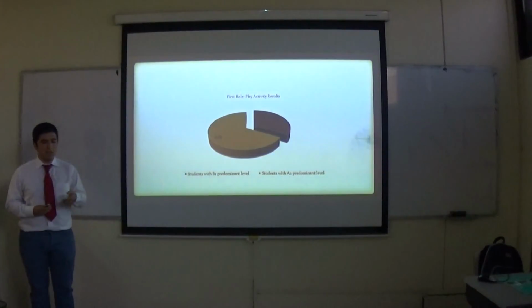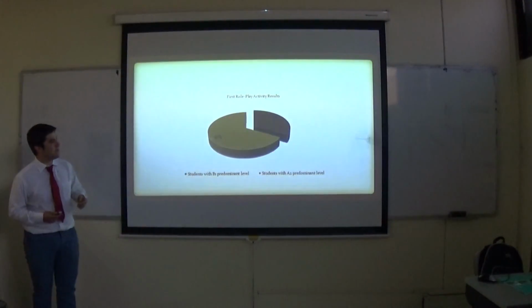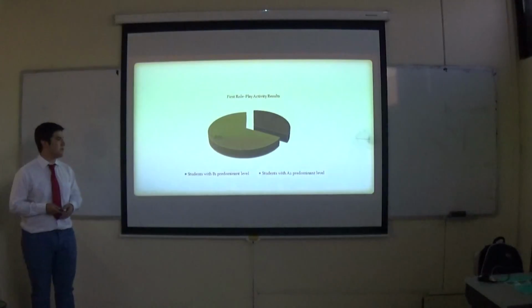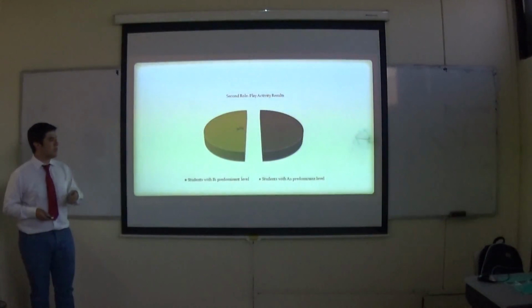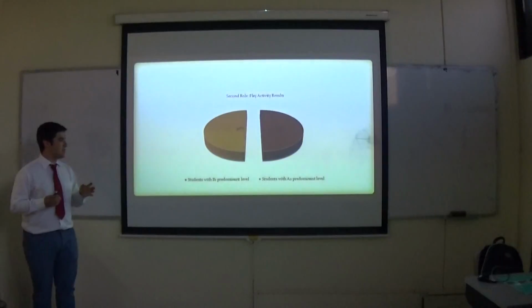Here it's more explicit because it shows the first role play activity results: 67% of students got an A2 predominant level, opposing the 33%. And in the second one, it was 50-50, it was like undecided.